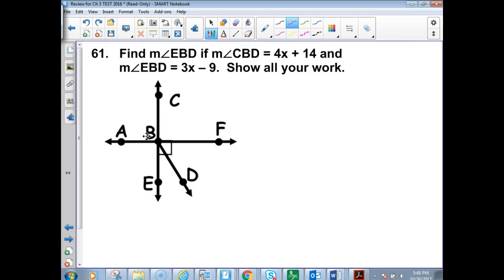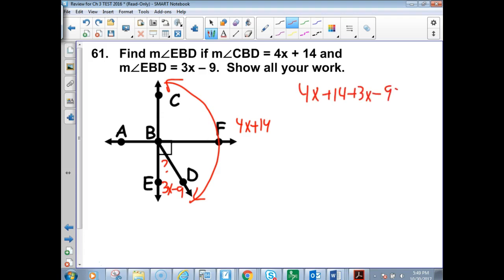Find the measure of angle EBD. Okay, I want to know that. If CBD, that's this whole angle, is 4x plus 14 from there to there, and EBD is 3x minus 9. Well, these two angles add up to a straight angle line. So it's 4x plus 14 plus 3x minus 9 equals 180.